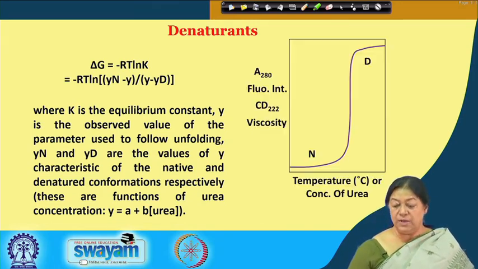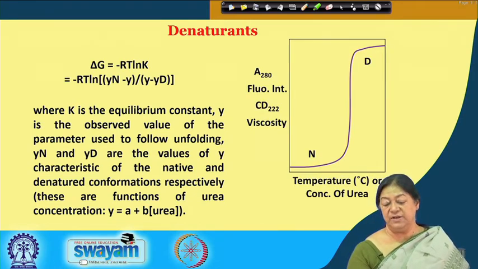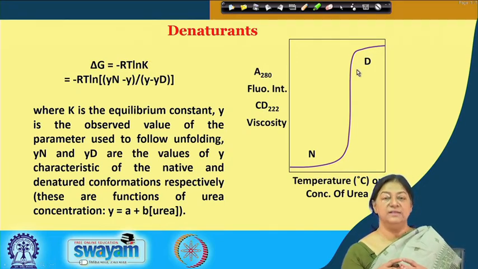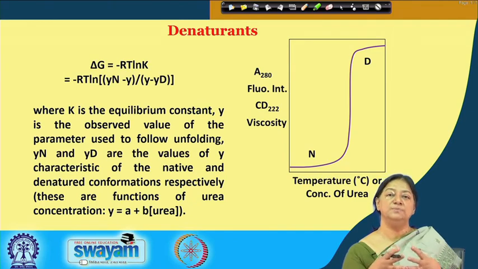So, if we say we are looking at the temperature variation and the concentration of urea, we have a native state that unfolds to the denatured state. This is usually a transition in such a way that there is a disruption. Once the disruption begins in the structure of the protein, there is a complete collapse of the structure.